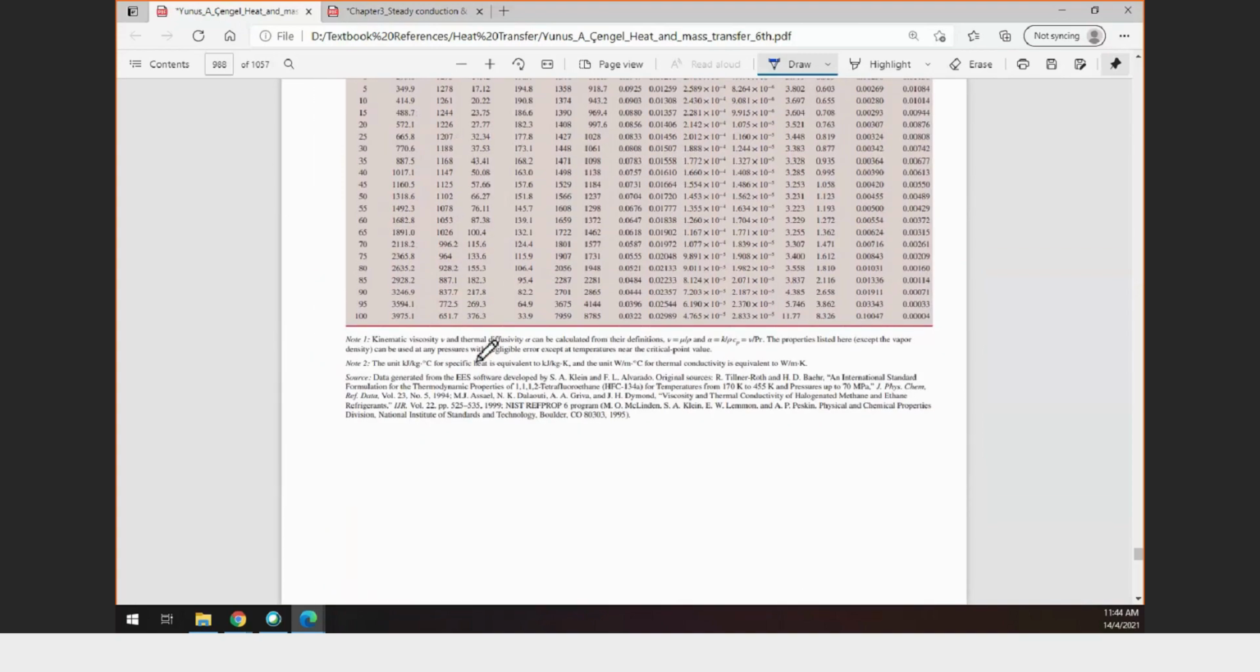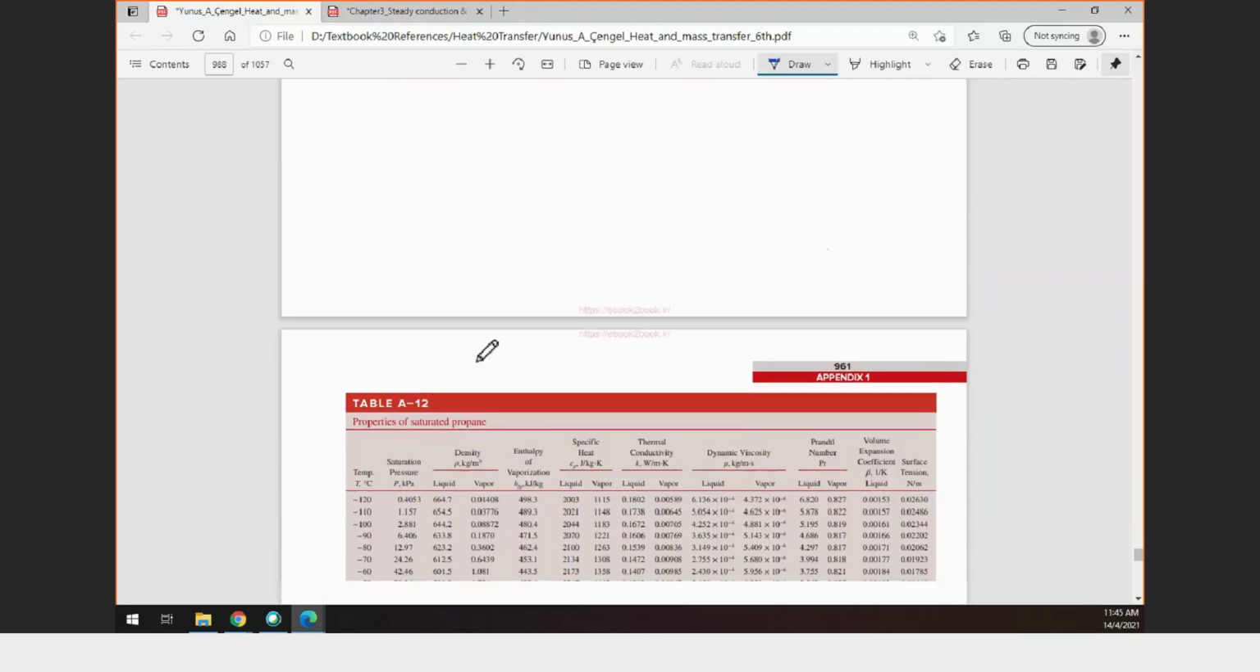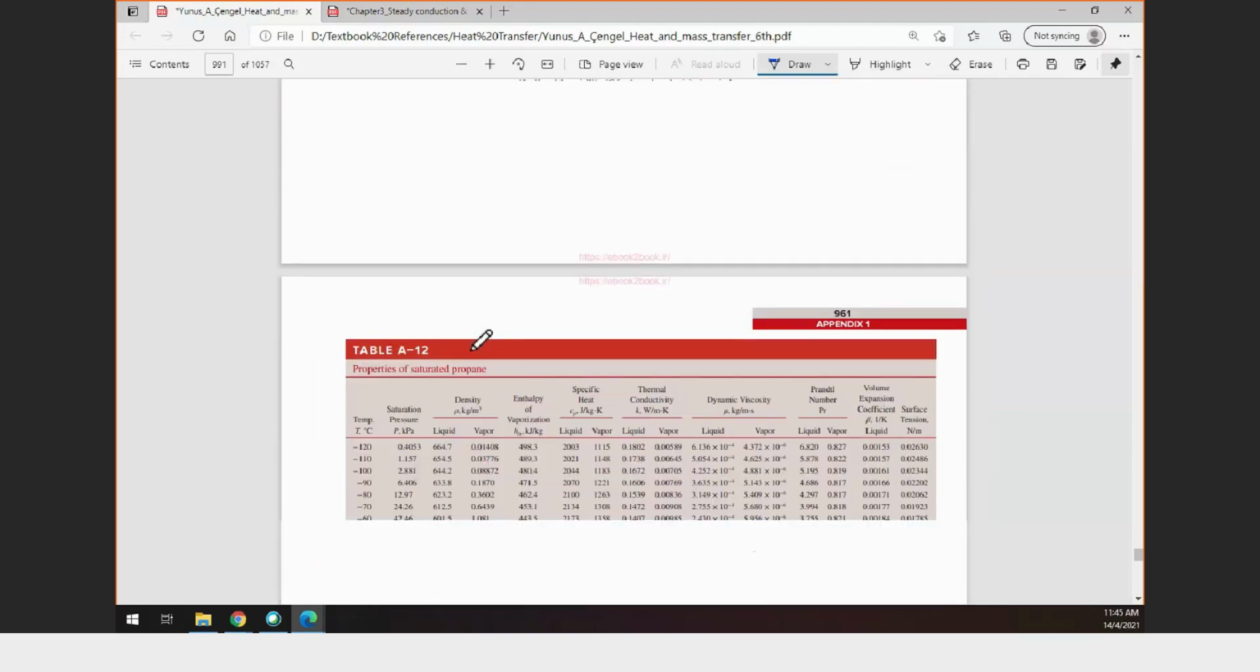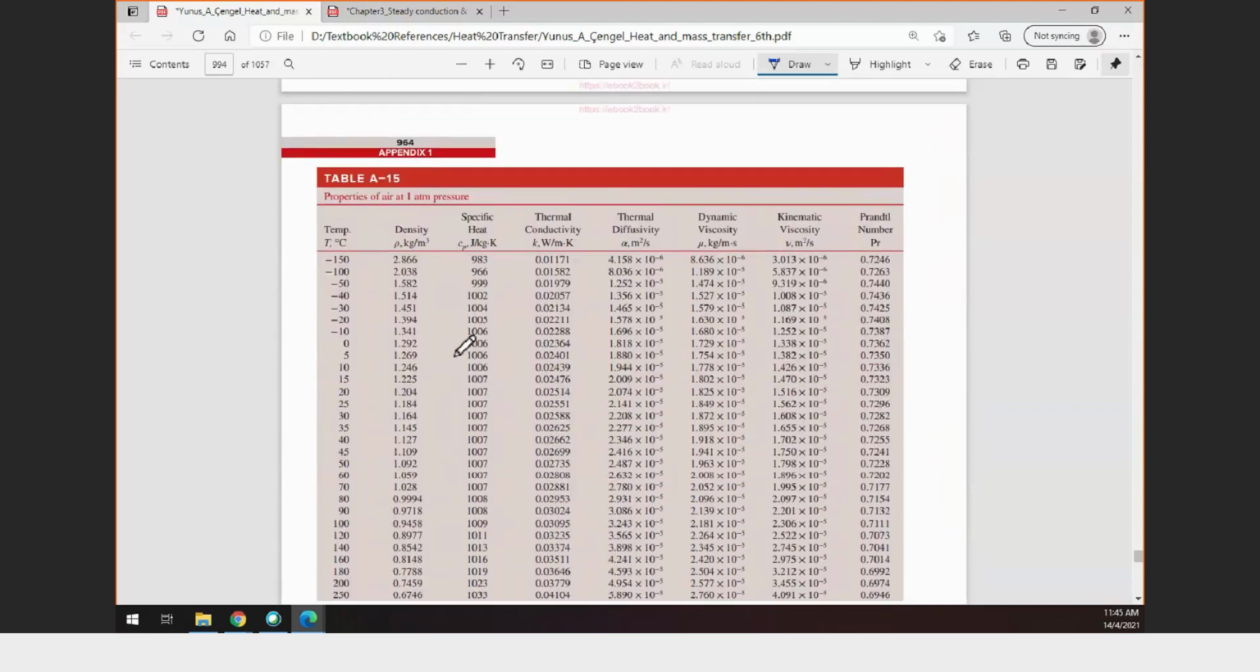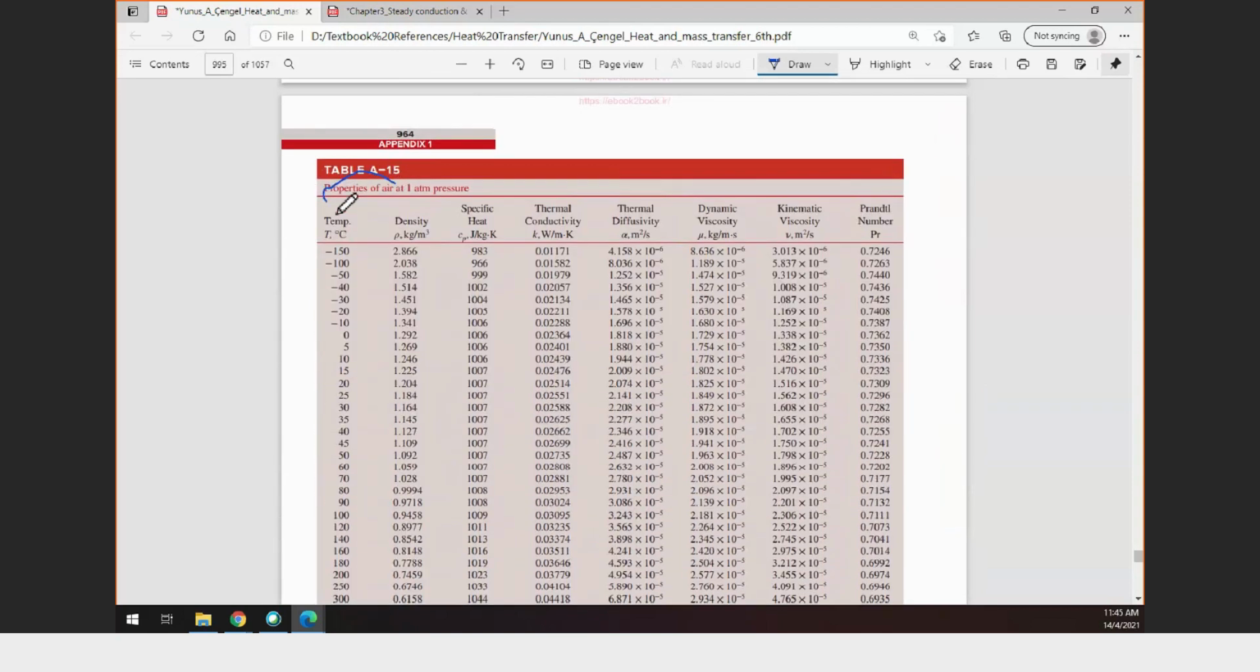For the air, I think there is a specific table for air. You need to find the table of air. Where is it? This one, yeah. Properties of air at 1 atm. So you can find, I think this is at 20 degrees Celsius, this is the K value.